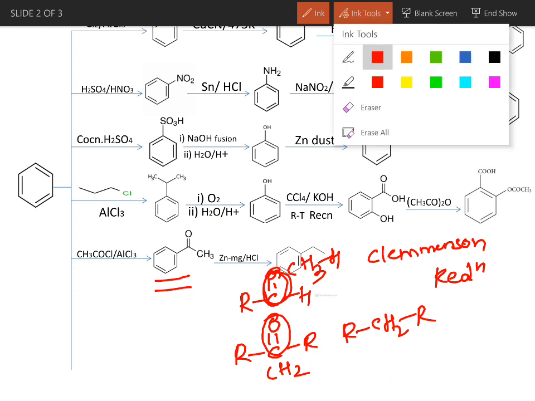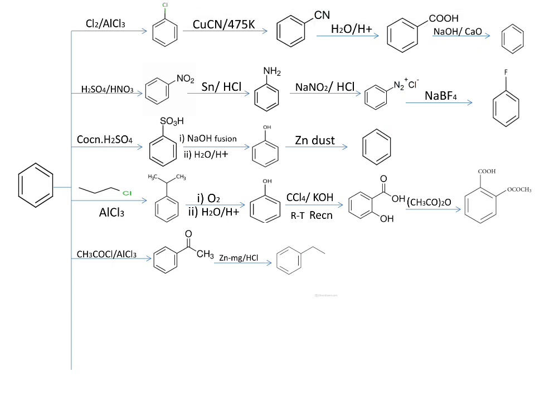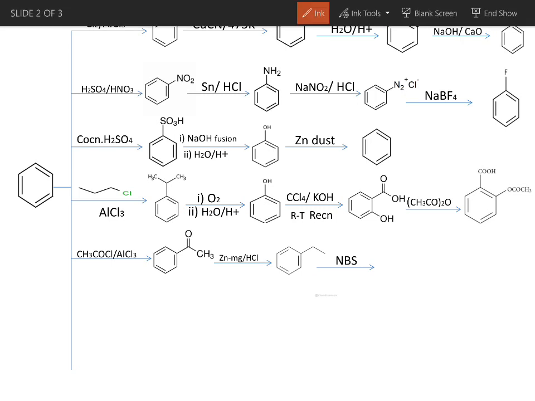Now this ethyl benzene is further reacted with NBS. NBS is known as N-bromosuccinamide. N-bromosuccinamide is used for allylic or benzylic bromination. First, let's understand what allylic and benzylic mean. A carbon atom adjacent to the double bonded carbon.